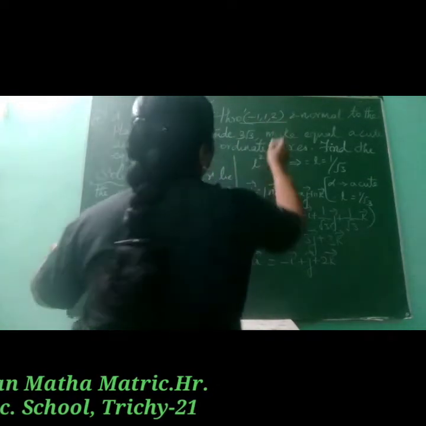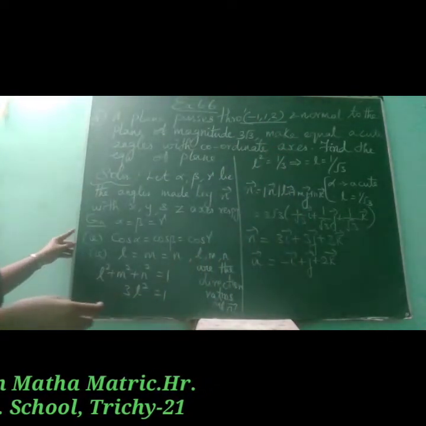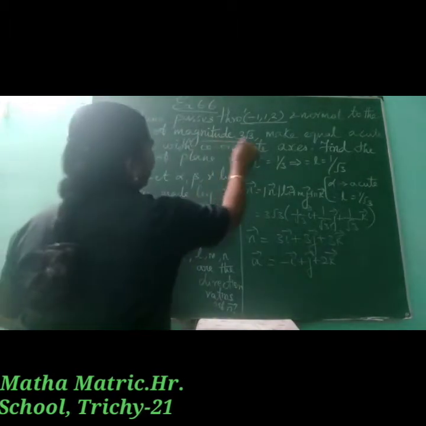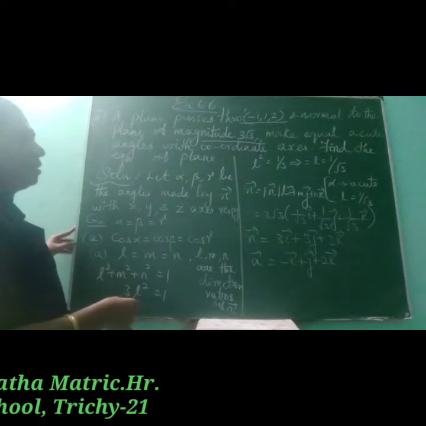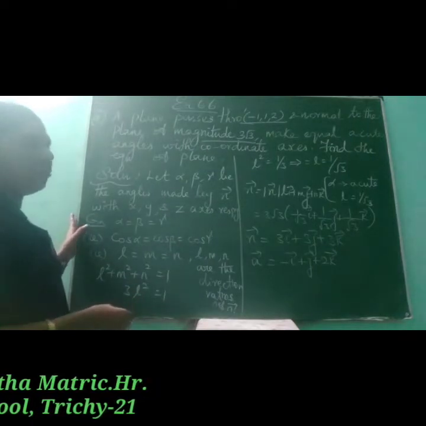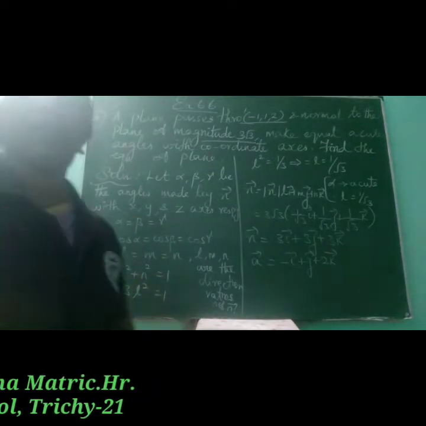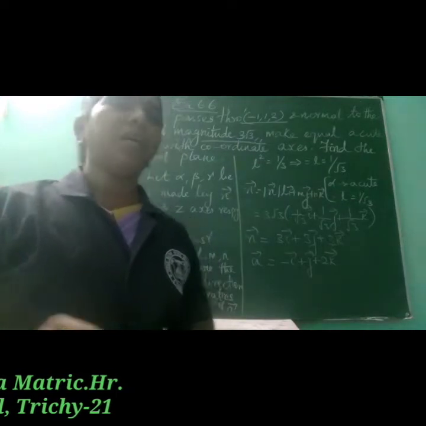Now in exercise 6.6, question number 4: a plane passes through the point (-1, 1, 2) and the normal to the plane of magnitude 3 root 3 makes equal acute angles with the coordinate axes. Find the equation of the plane. Find the equation of the plane means here you have to find both the vector and Cartesian forms.